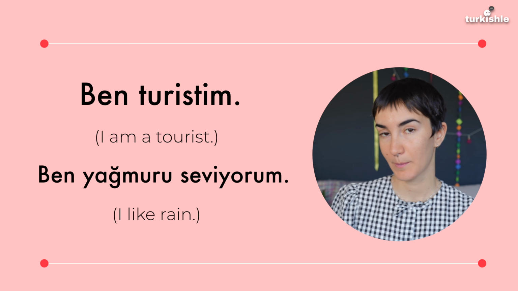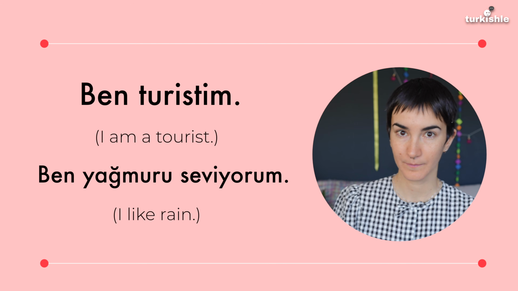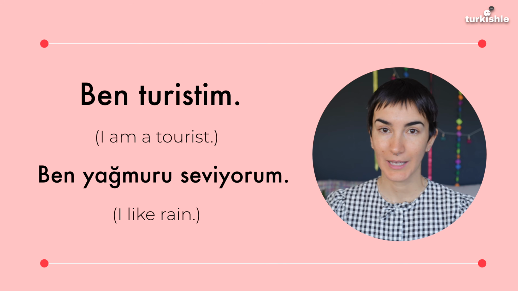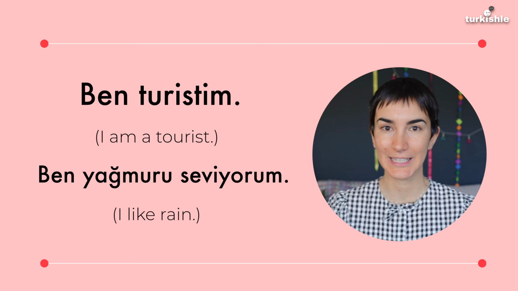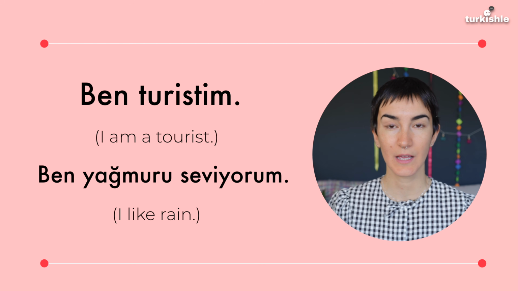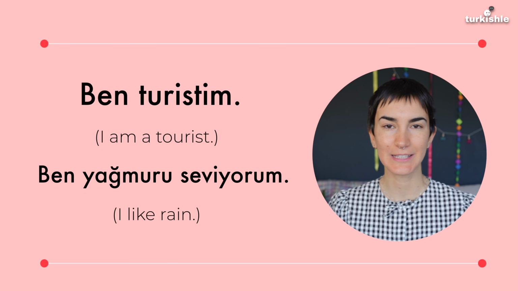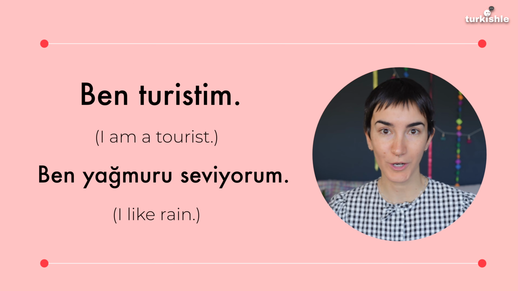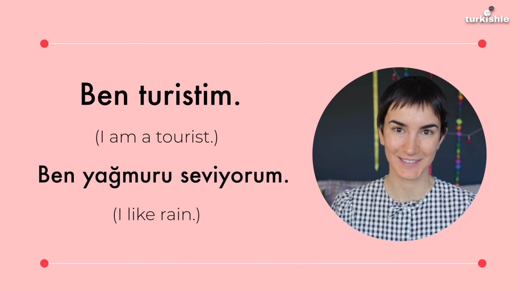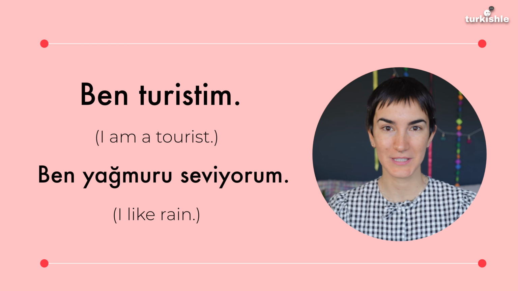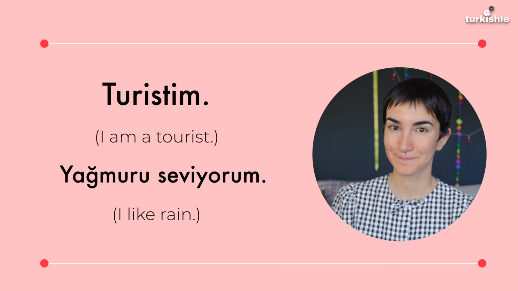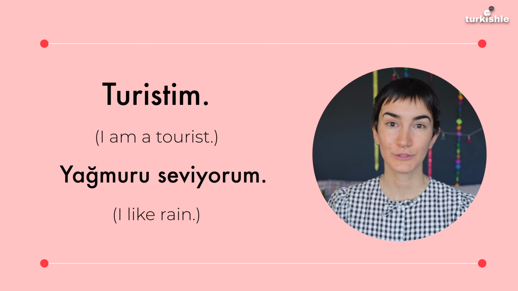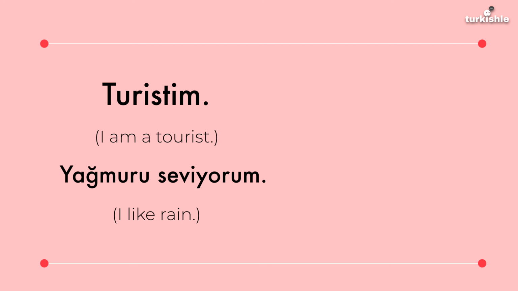We looked at ben turistim and ben yağmuru seviyorum. Because we have this personal ending at the end of these sentences, we don't necessarily need the subject word at the beginning of our sentences. So we can remove the subject words and say turistim. Yağmuru seviyorum.